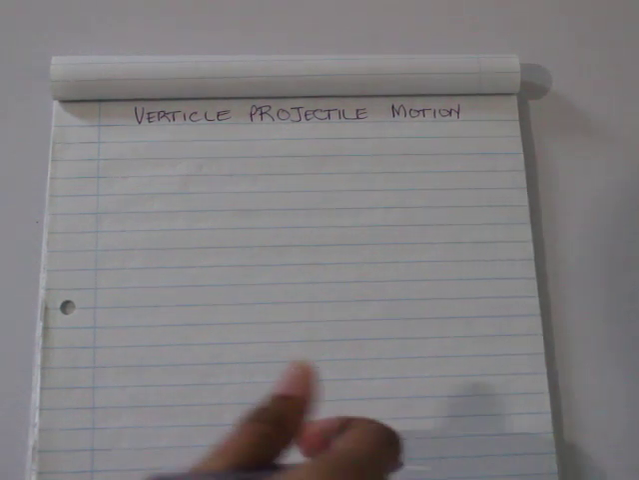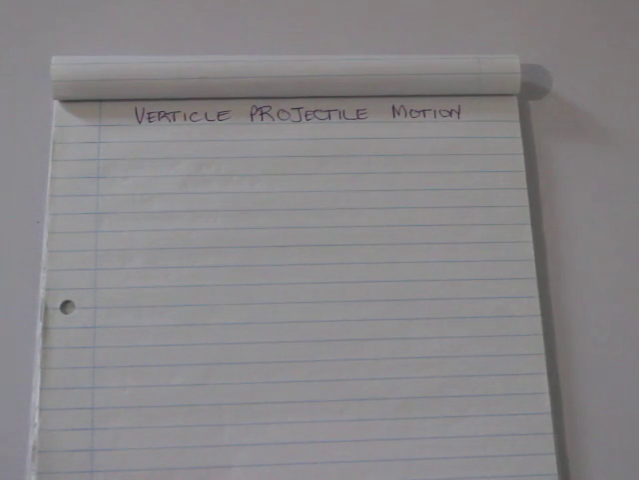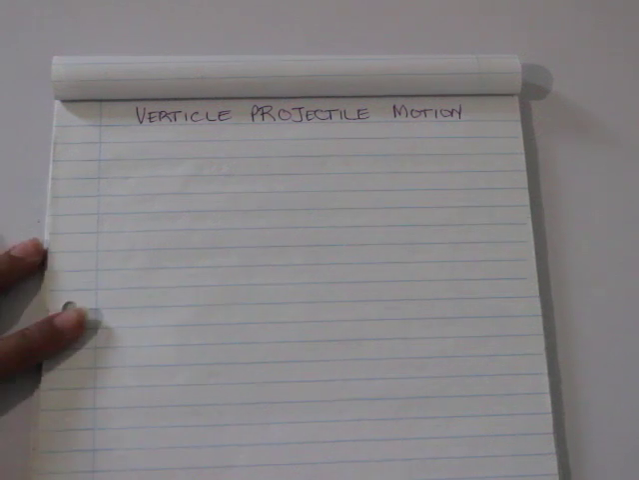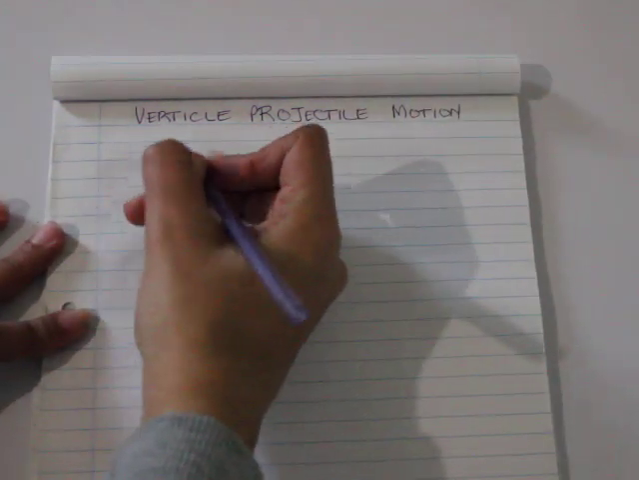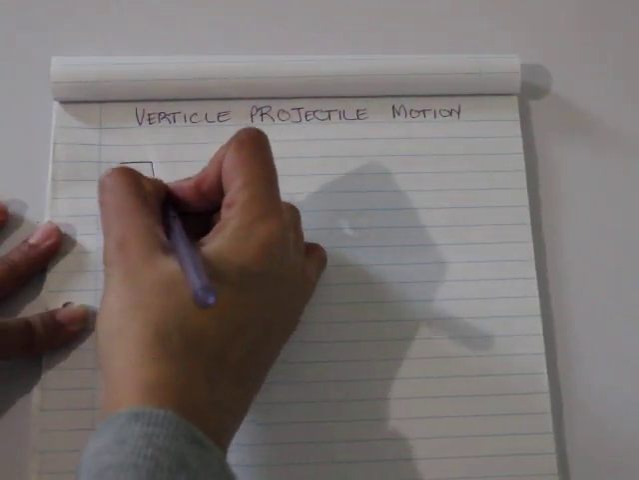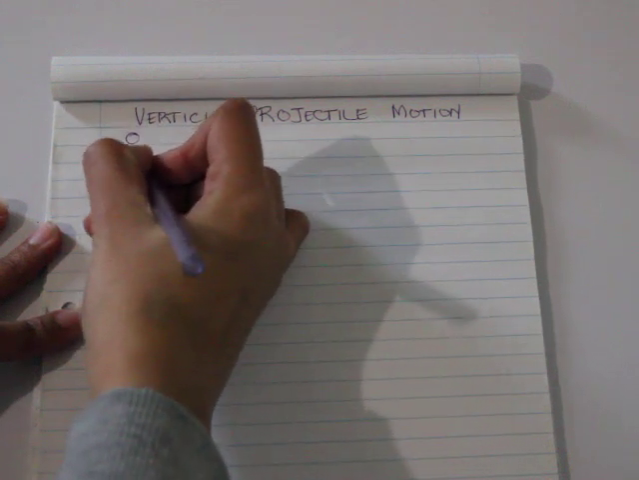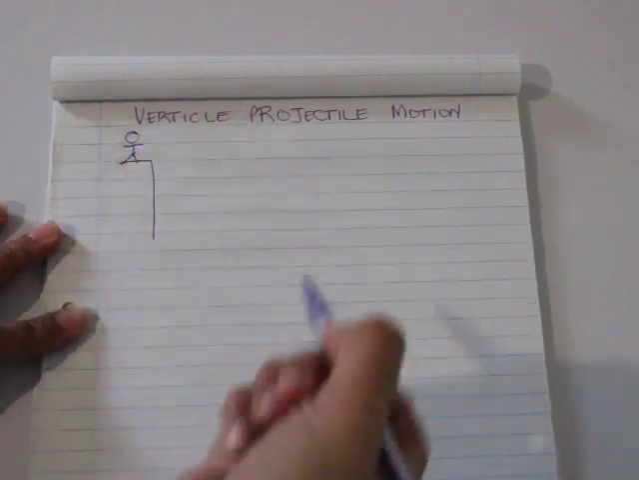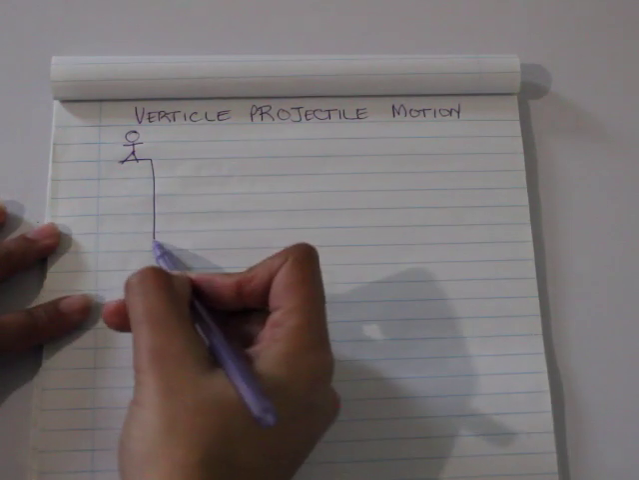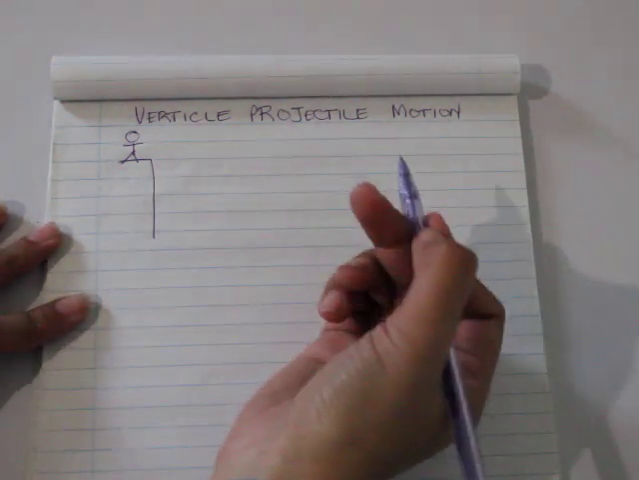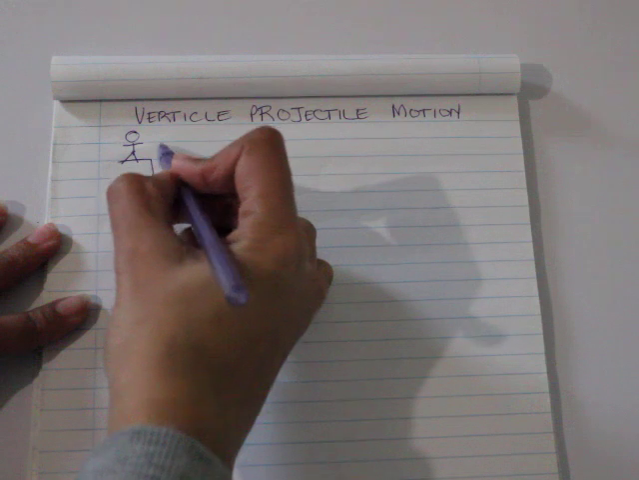Hi, so our topic up for discussion is vertical projectile motion. There are three scenarios in which you would have to use vertical projectile motion. The first scenario is when you have a person on top of a mountain or a cliff and they are throwing an object from the cliff.